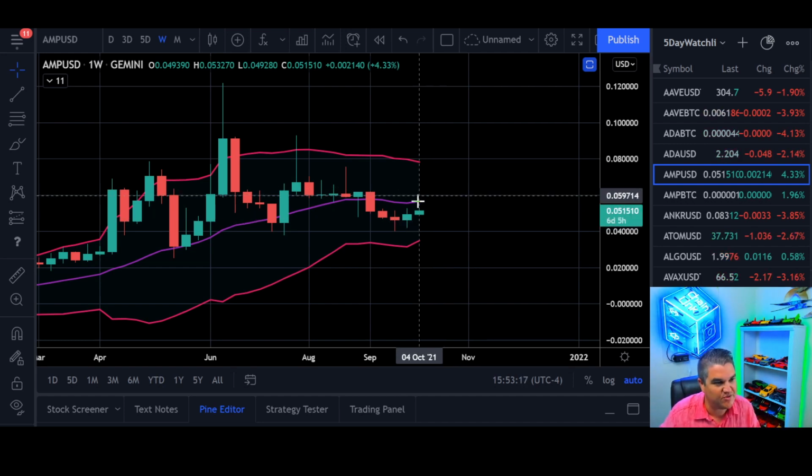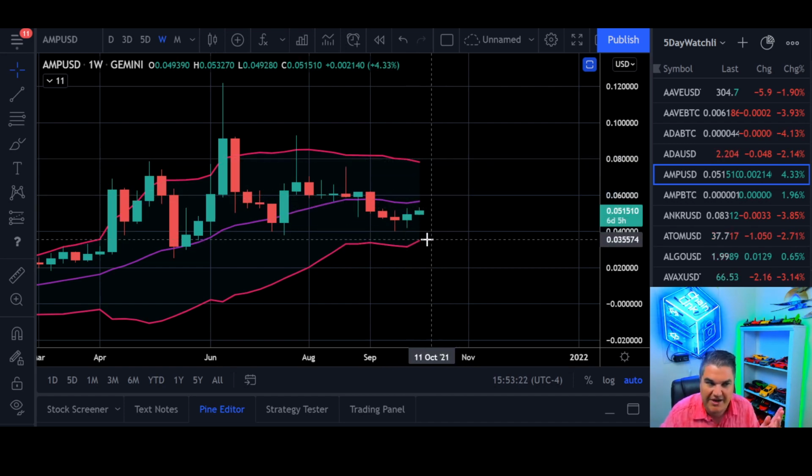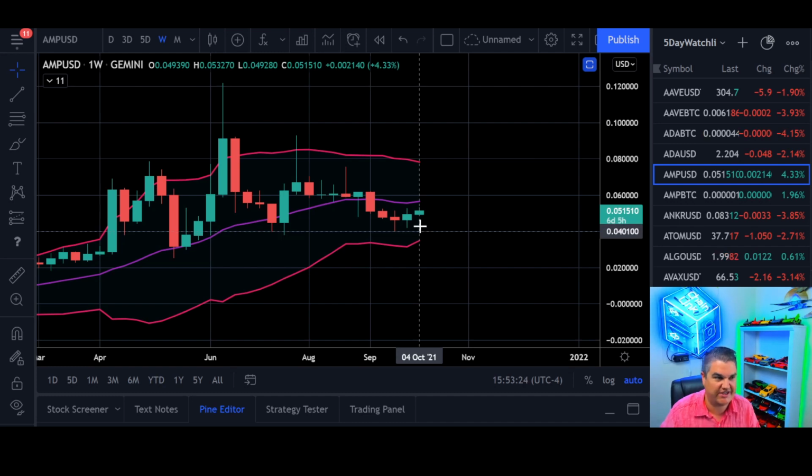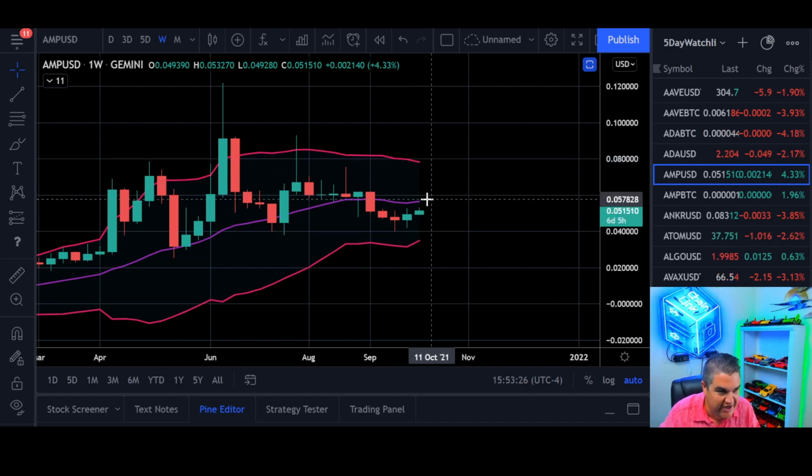So with AMP on this one, we're still kind of in limbo here. Notice the bands, they're closing. What does that mean? That means the volatility is shrinking. If you got these bands only like a quarter of an inch apart, the price wouldn't be able to do much, right? It's like a prison wall.